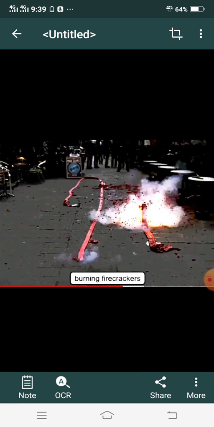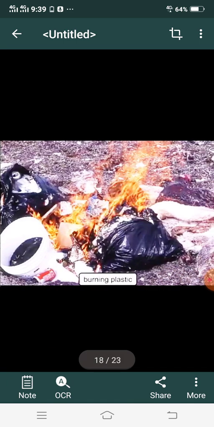Students or kids like to burn firecrackers, and most of the garbage produced by markets or homes is set on fire, and it creates pollution in the air. Also, the factories' chimneys produce smoke, and that smoke is continuously mixing with air and polluting it.